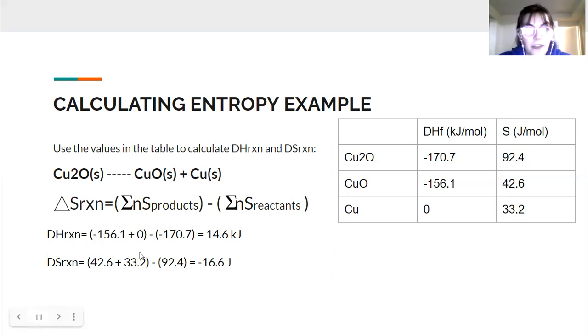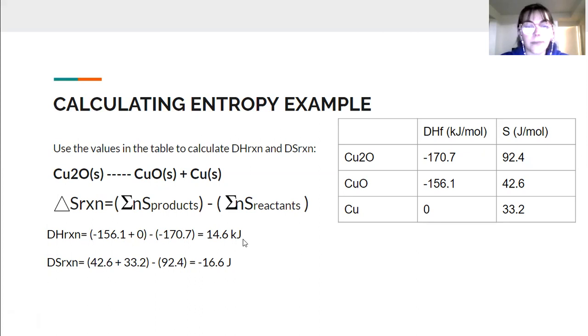Now we do the same thing for the delta S of the reaction. We're going to find our value for our copper monoxide. That's going to be 42.6 here, plus our value of copper, 33.2, minus our value of our copper(II) oxide, and that is going to be 92.4. That gives us a value of negative 16.6.